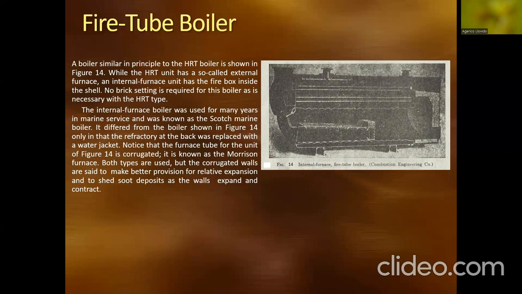The internal furnace boiler was used for many years in marine service and was known as the Scotch marine boiler. There are still some today. It differed from the boiler shown in figure 14 only in that the refractory at the back was replaced with a water jacket. Notice that the furnace tube for the unit of figure 14 is corrugated. It is known as the Morison furnace. Both types are used, but the corrugated walls are said to make better provision for relative expansion and to shed soot deposit as the wall expands and contracts.